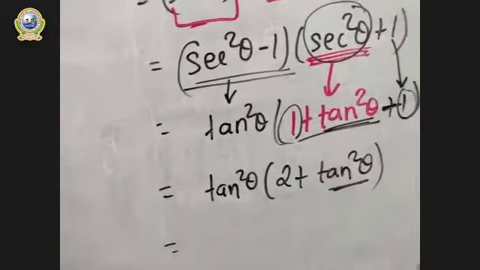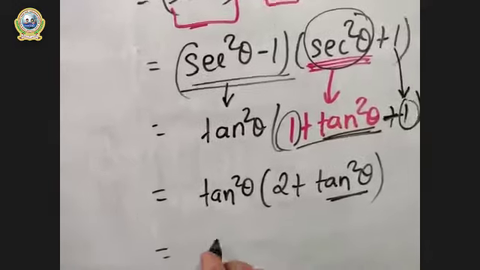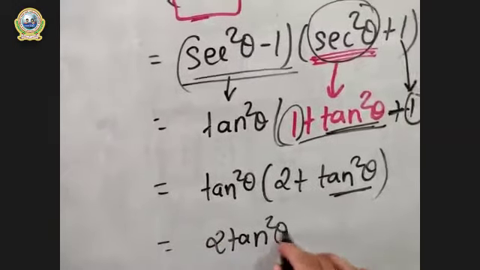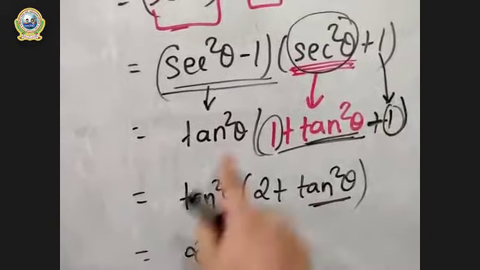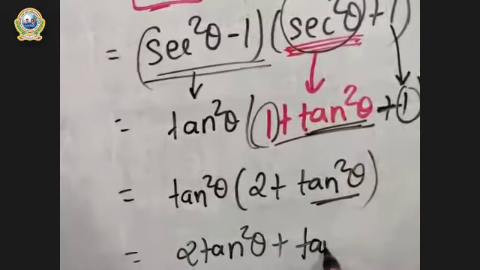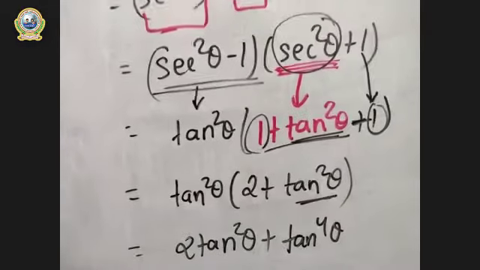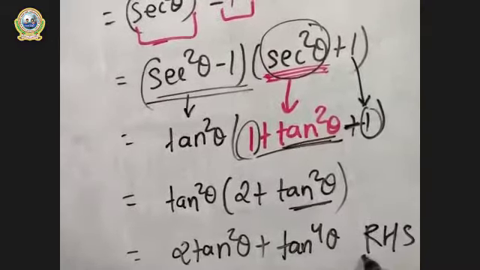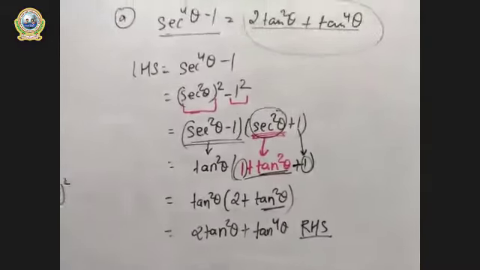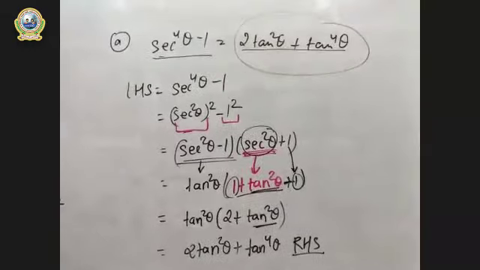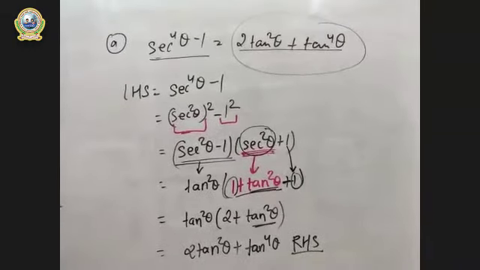Now you can open the bracket. Tan square into 2 becomes 2 tan square theta, and for the right part, tan square into tan square becomes tan power 4 theta. I think this is our right hand side. This is our right hand side. Very simple. Let me show you from the first. Look at the solution. Now I think you got the answer.